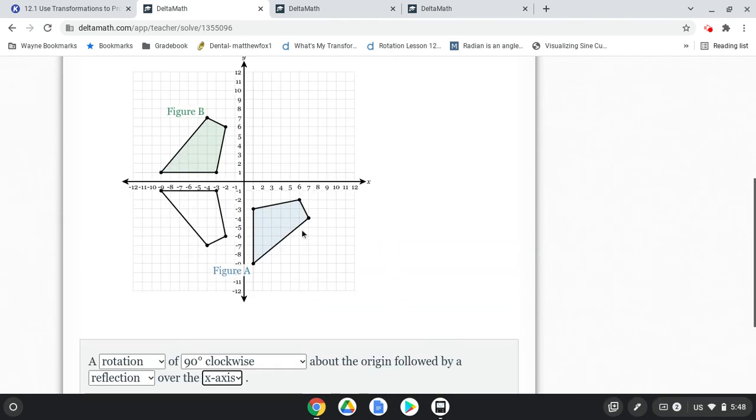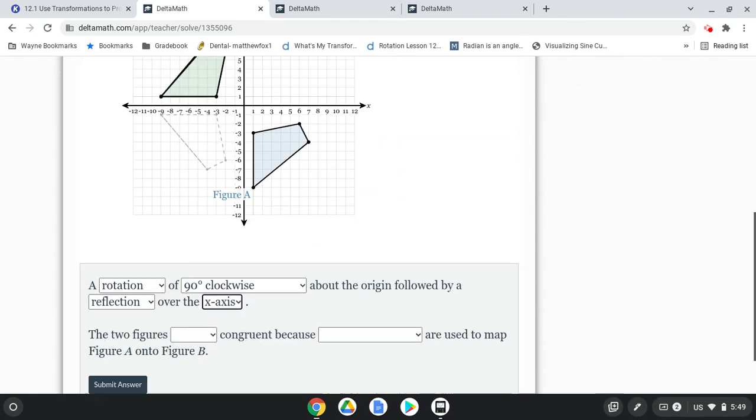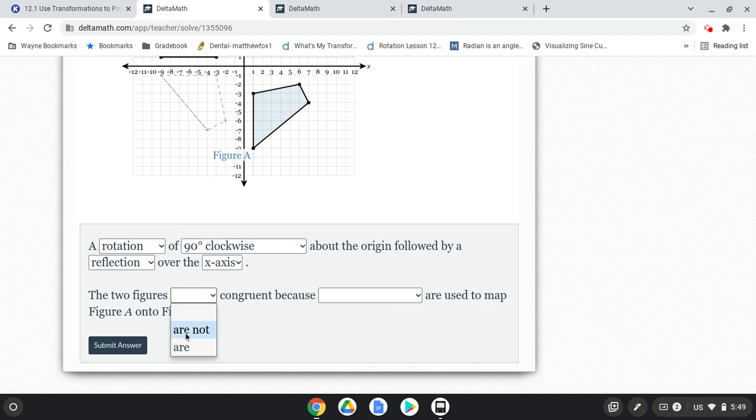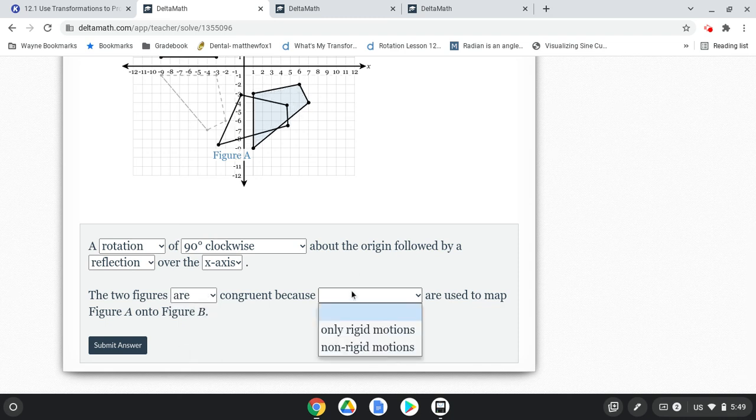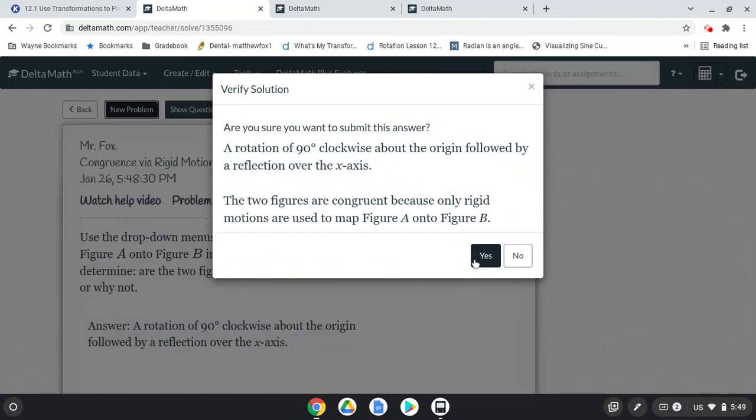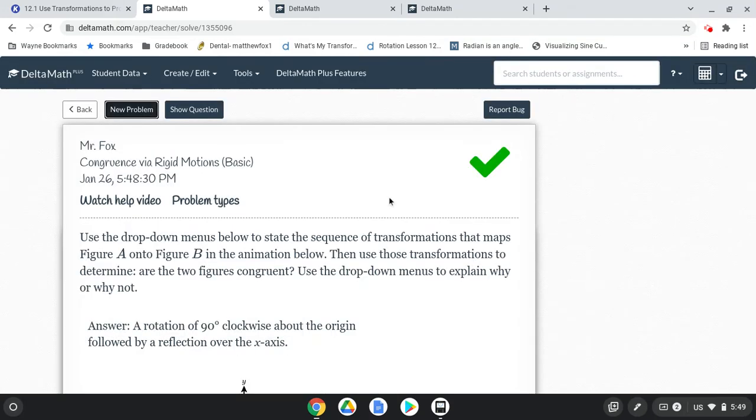And this one, since it matches up perfectly without getting bigger or smaller, using rigid motions, these two figures are congruent, okay? Because only rigid motions are used. Okay, so we submit that. So those are two examples of this first section. That's how you do it. You need to do a few of those.